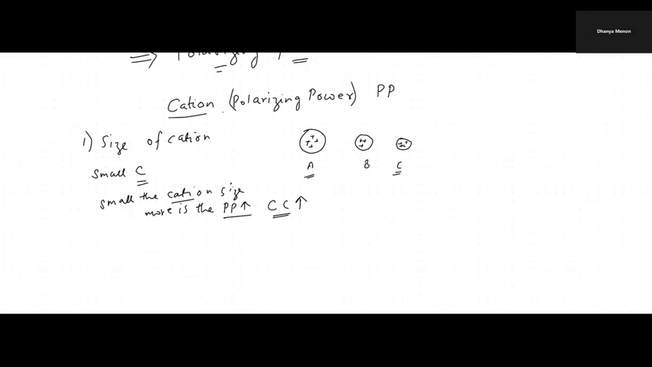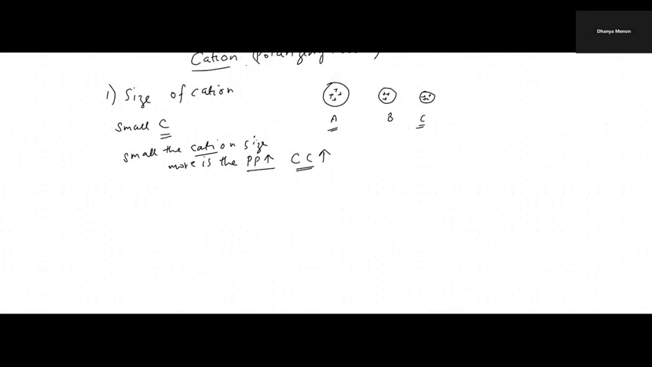Okay, so this is one factor. For example, if I have lithium ion, sodium ion, potassium ion, rubidium ion. They are all from the first group. As you're coming down, what happens to the size? Size is becoming larger. So which atom is smaller comparatively? Lithium. So for lithium ion, the polarizing power will be more and covalent character will be more. So this is how we arrange.